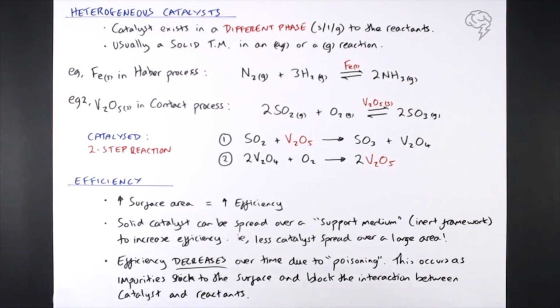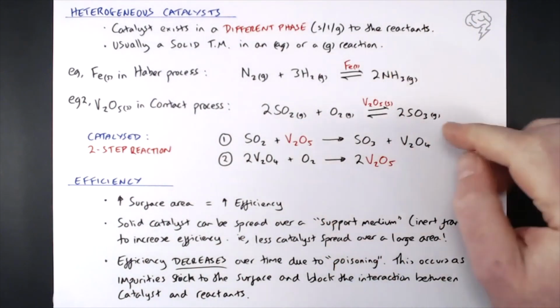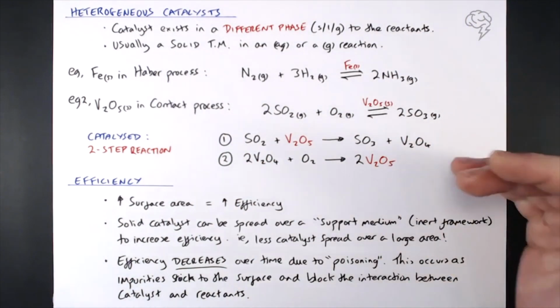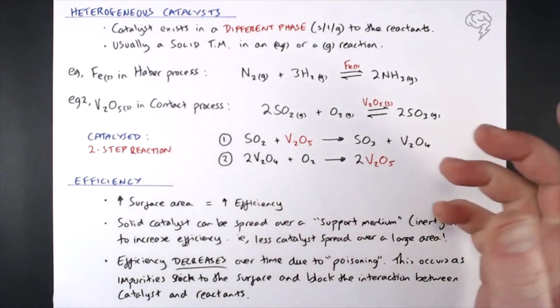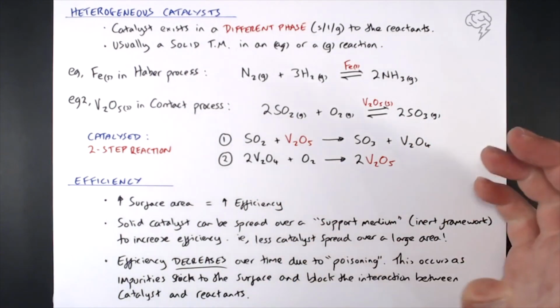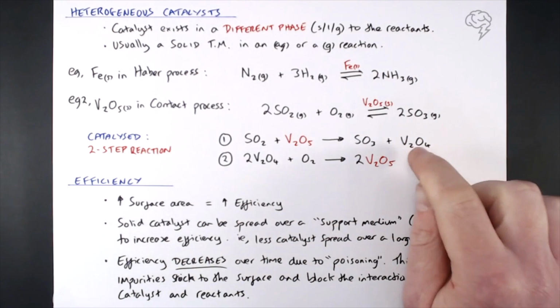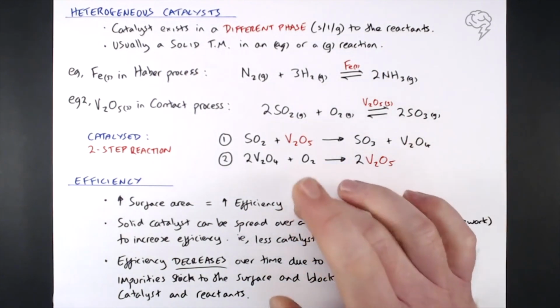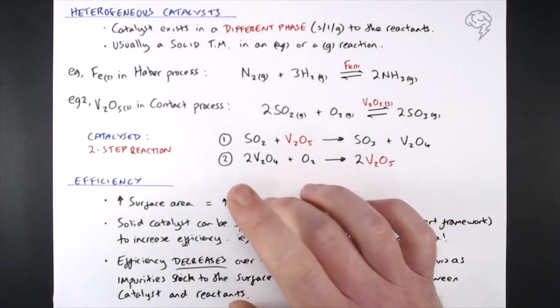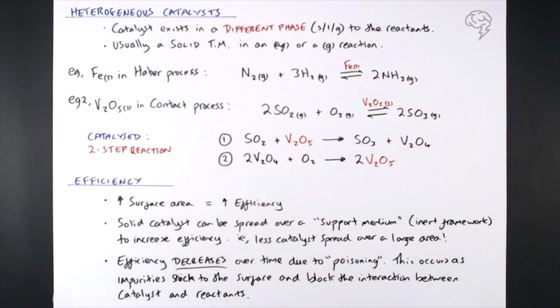Okay, so heterogeneous catalysts, different phase. Two major examples. I would remember these, okay, because if you're ever asked to give an example of how a heterogeneous catalyst works and how transition metals use their variable oxidation states in order to catalyze a reaction, this is the one you need to go for. But then they may ask you questions about the efficiency of catalysis as well, and these are the headlines that you need to remember.